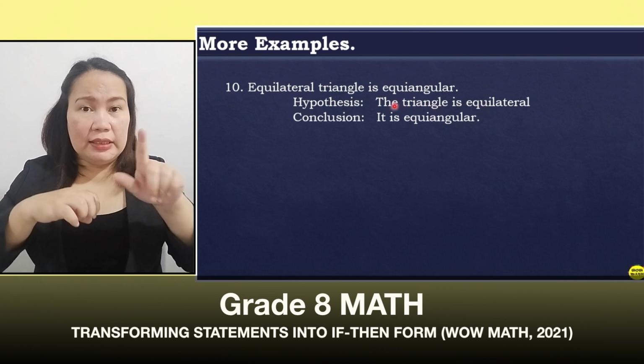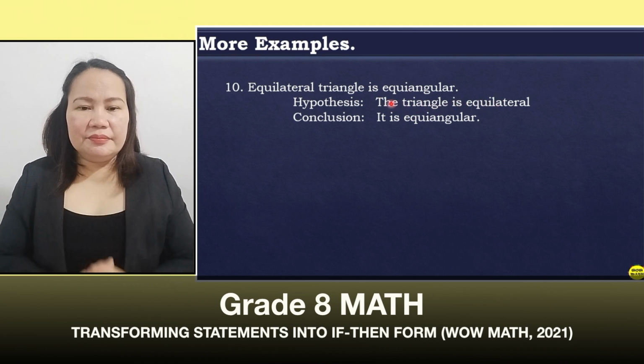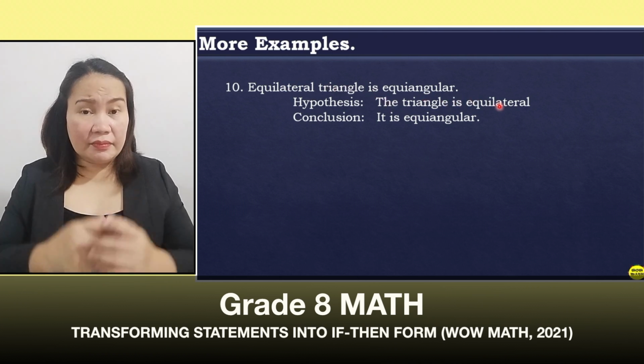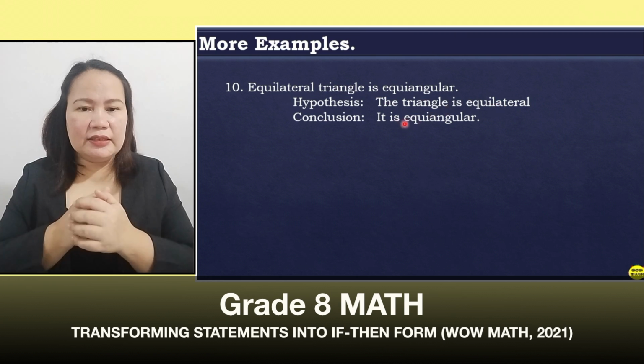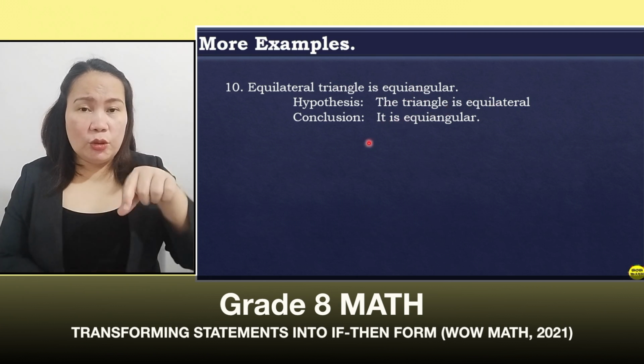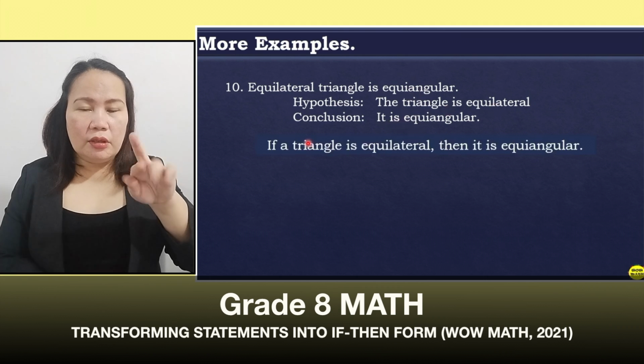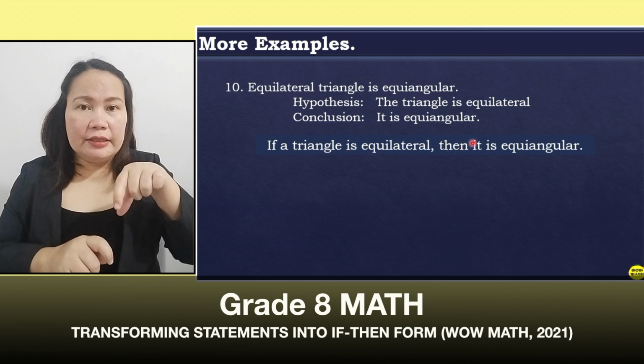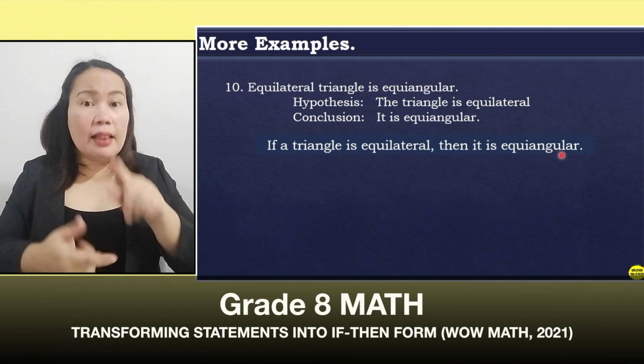So, tingnan nyo yung construction ng ating statement. So, make sure equilateral triangle. So, the triangle is equilateral. Make it as statement. Okay? It is equiangular. Okay, so gawin nating if then. So, if a triangle is equilateral, then it is equiangular.